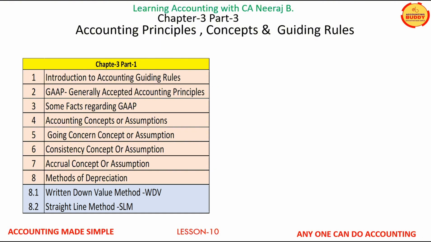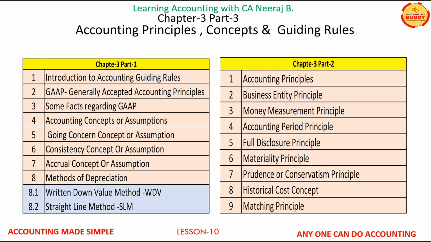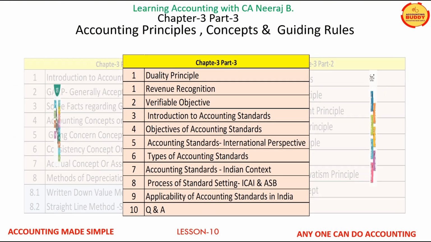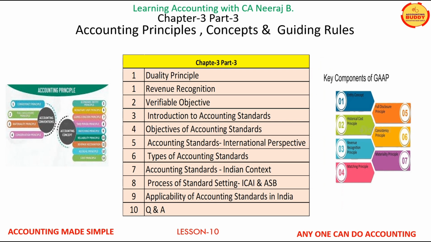In part 1 of chapter 3, we learned important accounting concepts and assumptions. And in part 2 of chapter 3, we familiarized ourselves with the term accounting principles and we also explored 8 different accounting principles. Now in today's video, we will discuss the remaining 3 accounting principles and together with it, we will also discuss the accounting standards, its objectives, its types, and much more. So sit back, relax, and watch the full video. The video will provide you with ready to use exam notes followed by a question and answer session at the end.